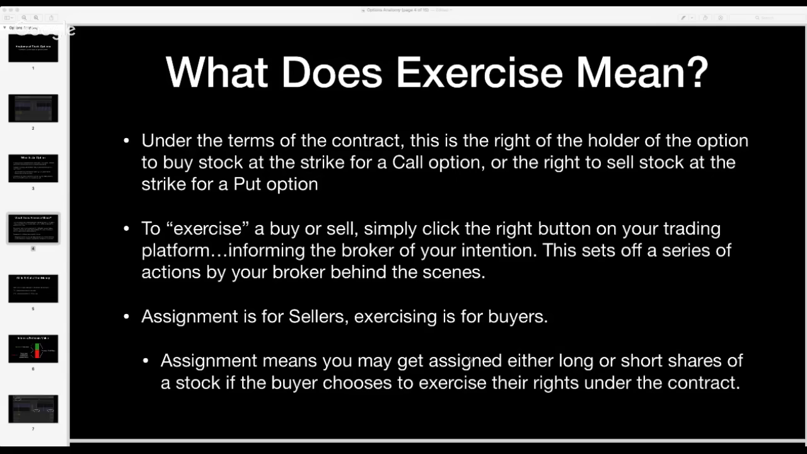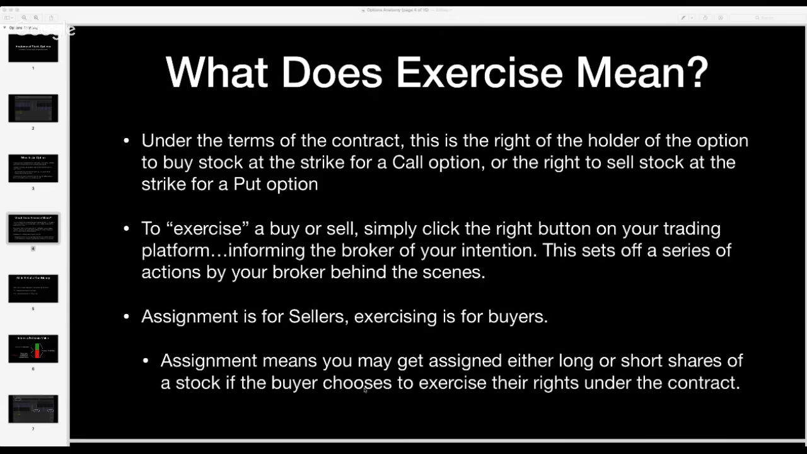Now, if you're a buyer, you have certain rights, like if you bought another type of contract somewhere. If you're a seller, you have certain obligations that you have to fulfill if the buyer chooses to act on those rights. Assignment means that you get assigned either long or short shares of a stock if the buyer chooses to exercise their rights under the contract. And this can happen at any time.